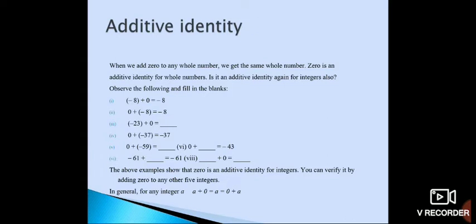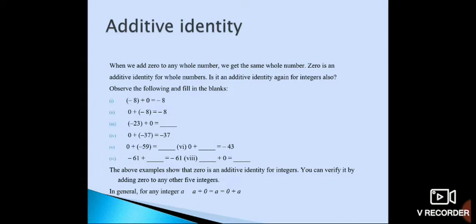Next, additive identity. When we add 0 to any whole number, we'll get the same whole number. 0 is an additive identity for whole numbers. Additive identity holds again for integers also. For example, observe the following and fill the blanks.